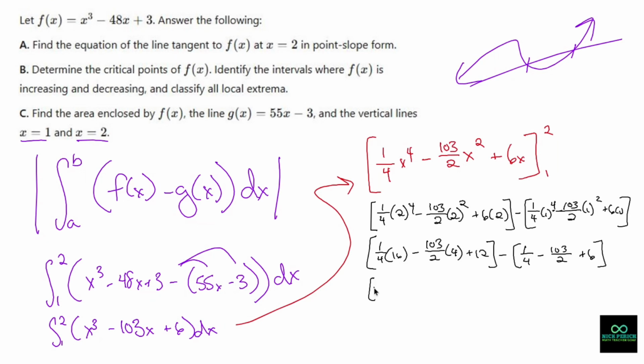So you become 4. You become minus 206 plus 12. If we combine these into one big fraction, I don't want to do it. I don't want to do it at all. Let's just do decimals. 0.25 minus, what would that be? 51.5 plus 6. All right, that first bracket, negative 206 plus 16 is negative 190.